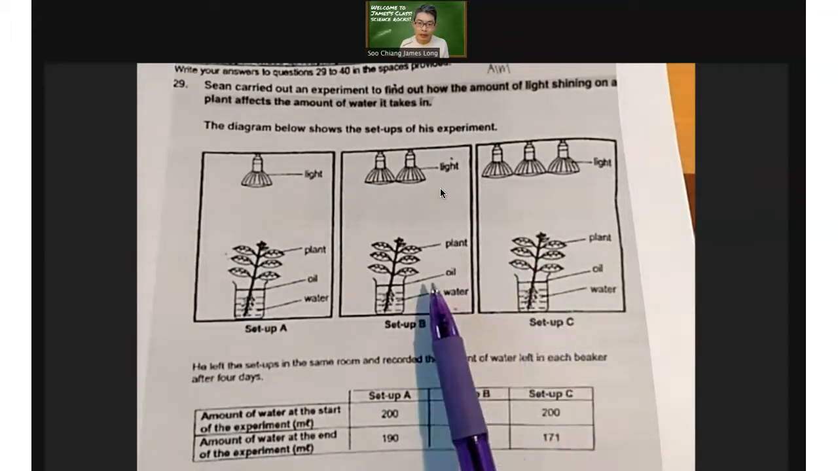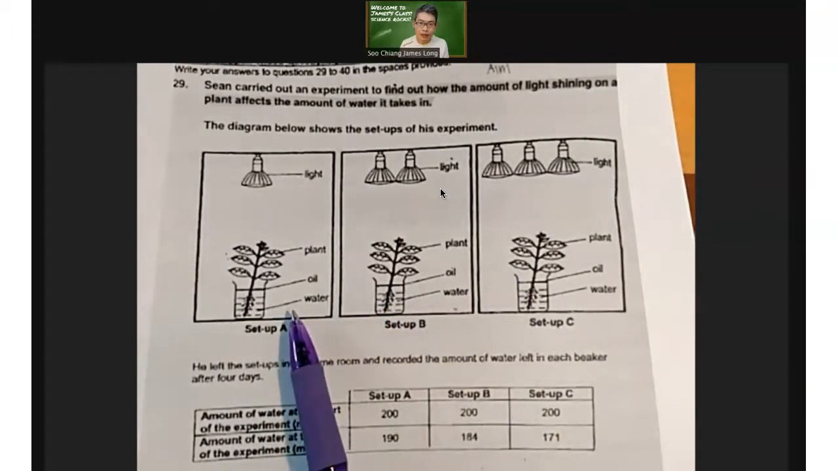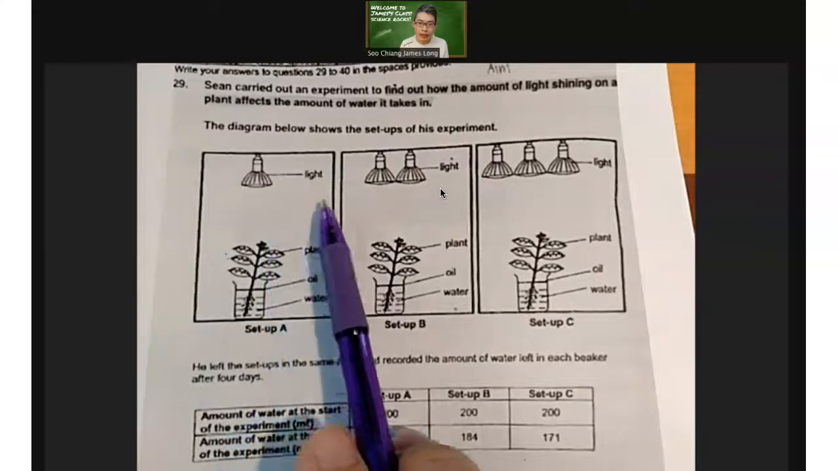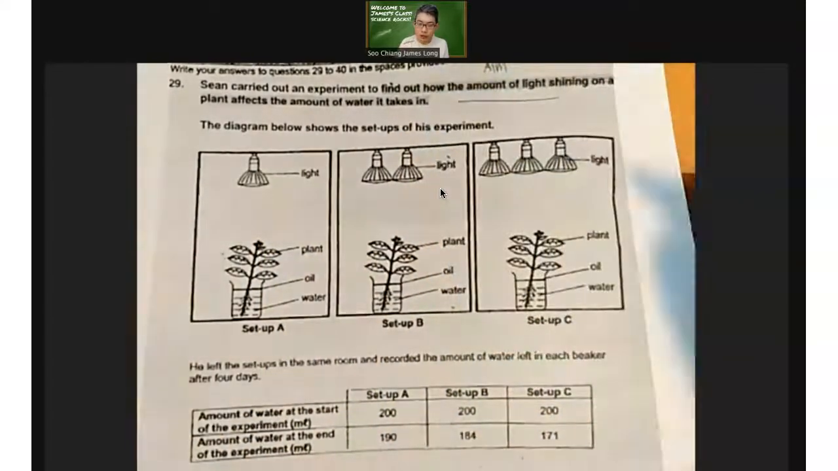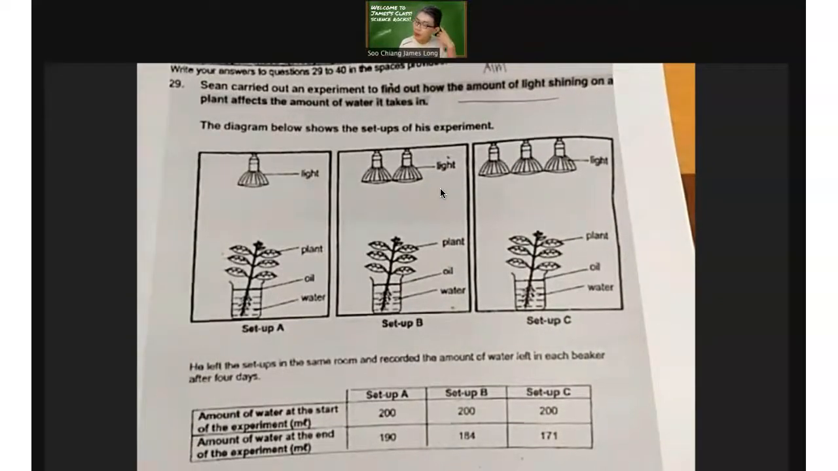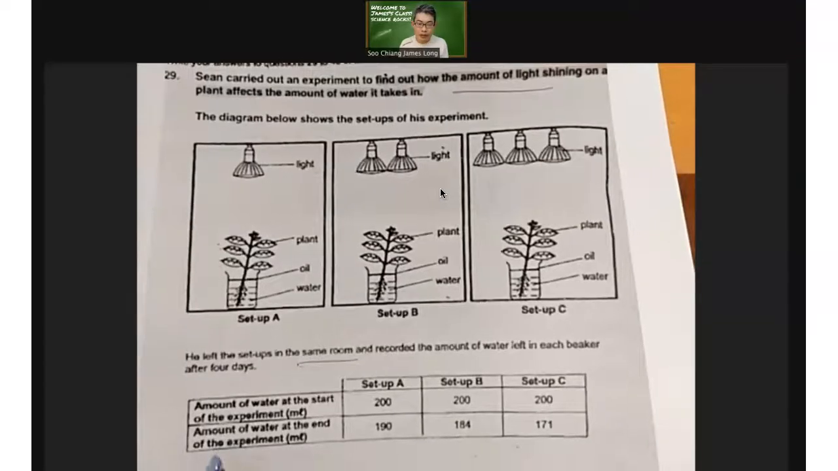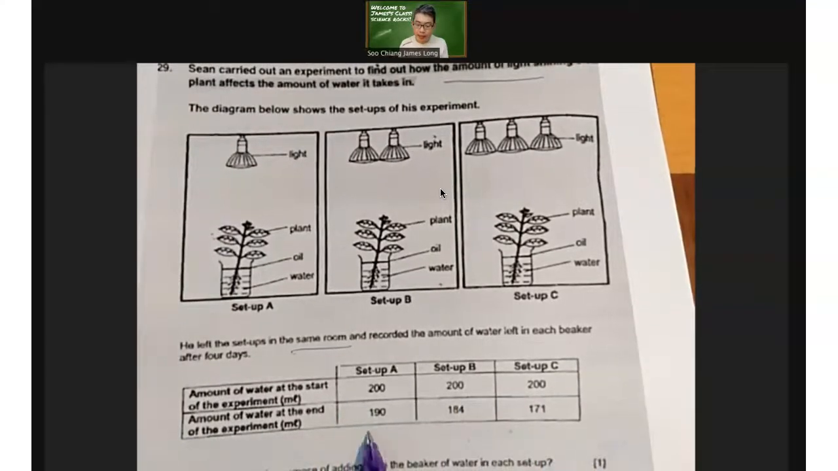The plants look very identical or similar, and the only difference you can see here is the number of lamps, which therefore affects the amount of light. Which is good. So Sean seems to be carrying out a fair test here. Then he left the setups in the same room. Same room means that the conditions such as temperature, humidity, wind, everything will be the same. And he recorded the amount of water left in each beaker after 4 days. So at the start it's the same, at the end there's a difference.